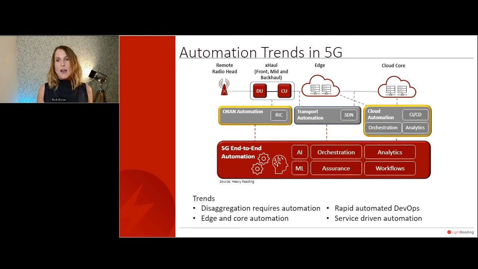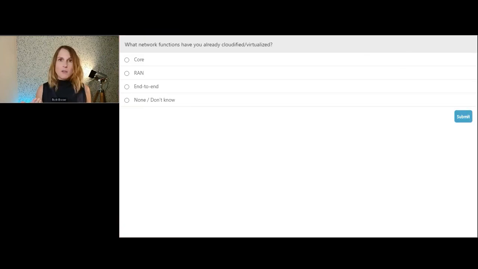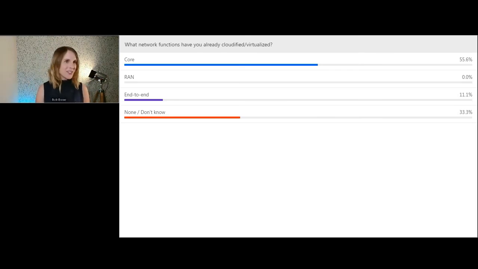Before we move into our panel discussion, we're now going to run a poll question to ask our audience about a couple of things. If we have a look at the poll question, we'd like the audience to start voting now. The question is, what network functions have you already cloudified or virtualized? The choices are core, RAN, end-to-end, network automation, network virtualization, or none, don't know. I'll leave this slide up for a moment before we hop onto the results. The question again is, what network functions have you already cloudified or virtualized? If we go on to the live poll, we can see people voting there, and we'll just give it a couple more seconds.